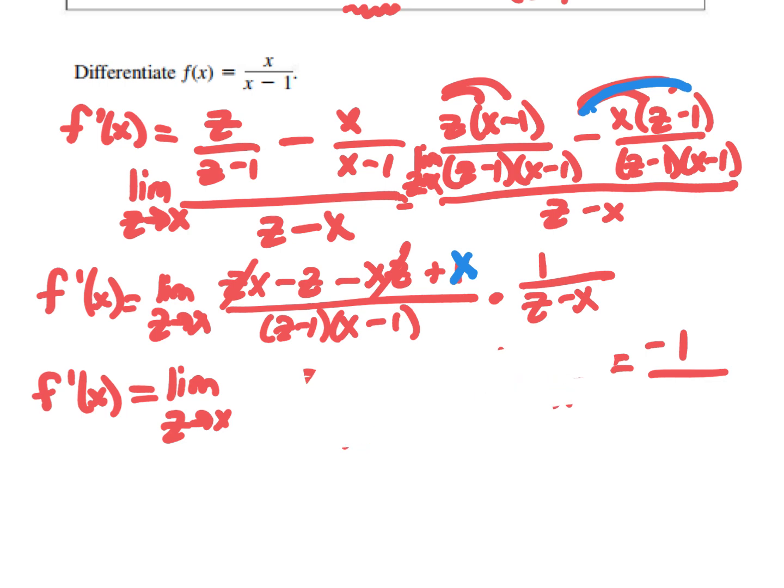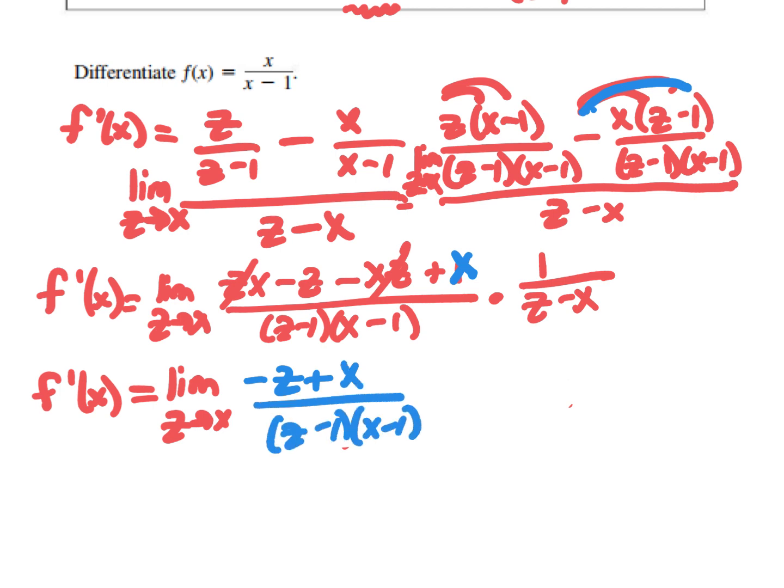Let's walk it back. Sorry about that. Everybody makes mistakes. It happens. So now I have in the numerator on the top, I have negative z plus x, and over here I have z minus x. So again, notice that diagonally the signs are opposites.